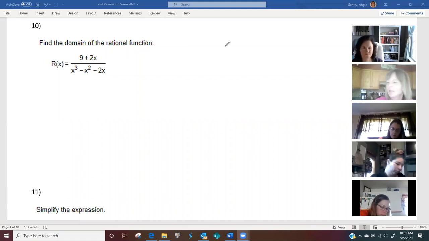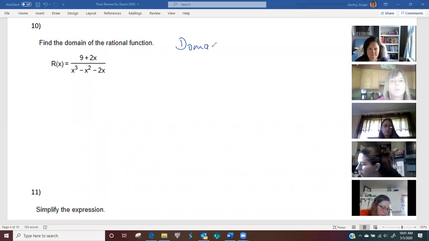We're continuing the final exam review. Okay, find the domain. Domain. What does that mean? And this has to do with graphing. You see, this is a function, and this is function notation. And this really just means y equals blah, blah, blah.